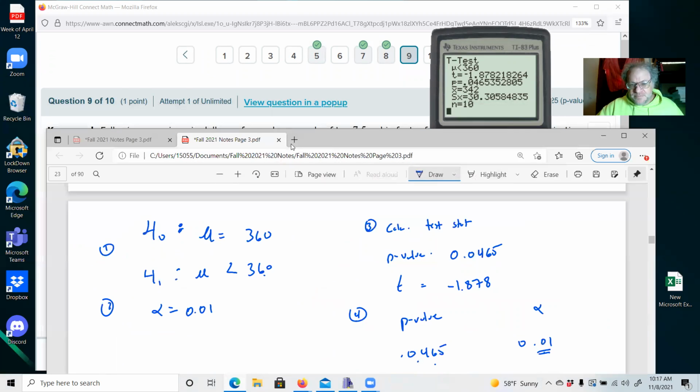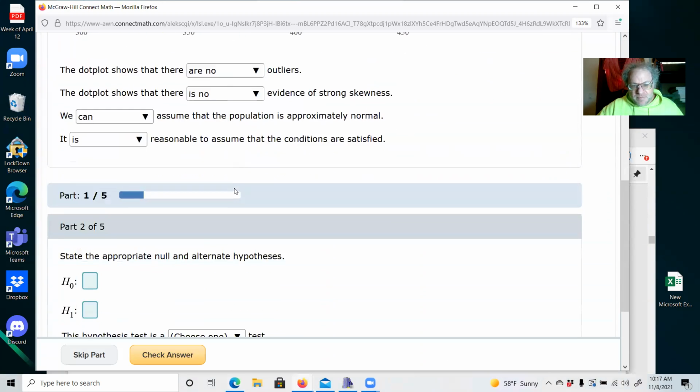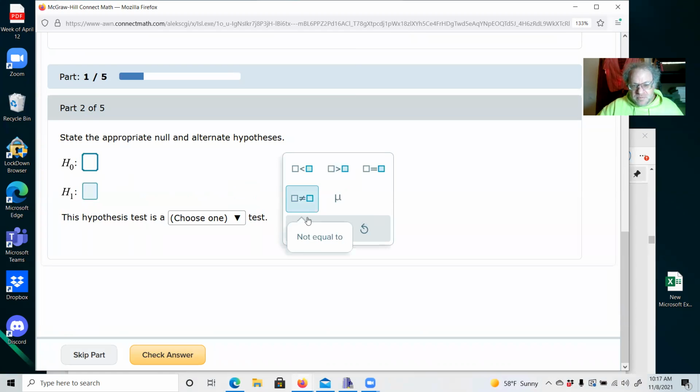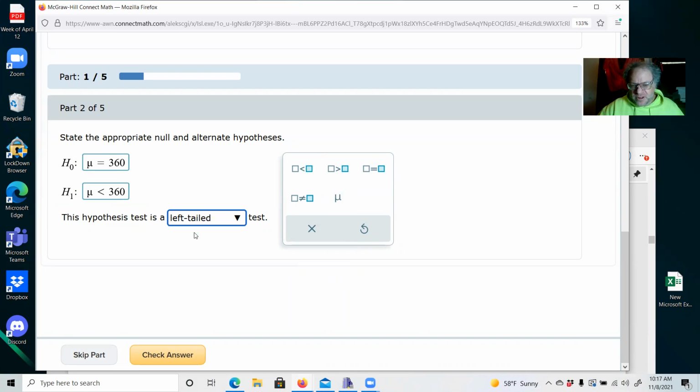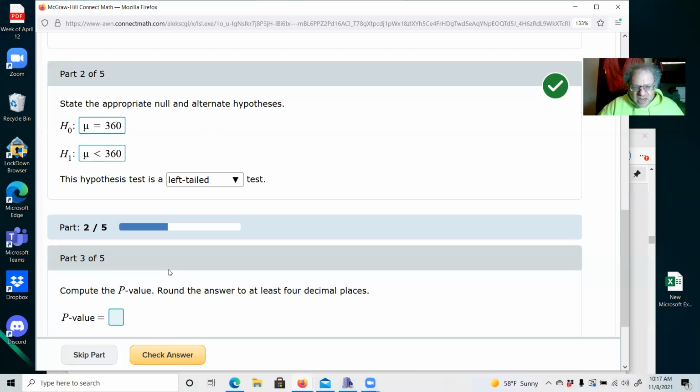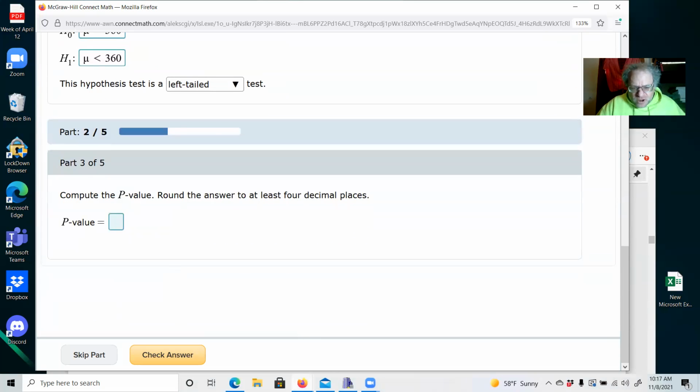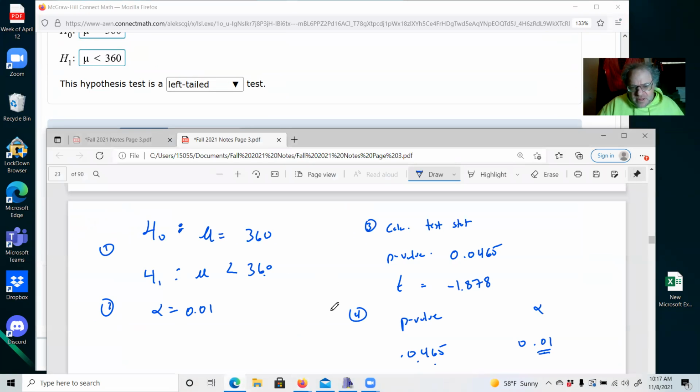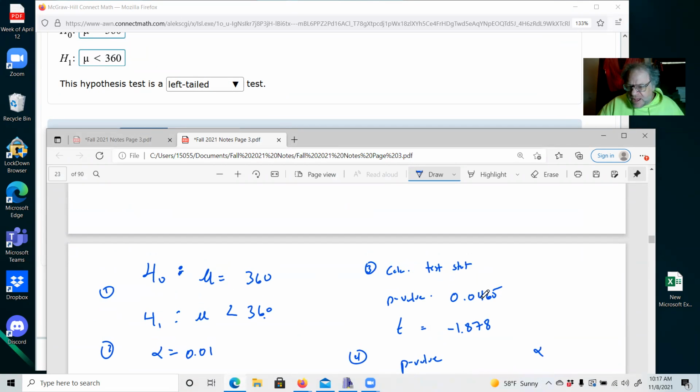Okay. So let's go ahead and we'll type in our things here. So we have mu is equal to 360. The next one is mu is less than 360. Okay. This is a one-sided test. It's on the left side. The p-value was 0.0465.